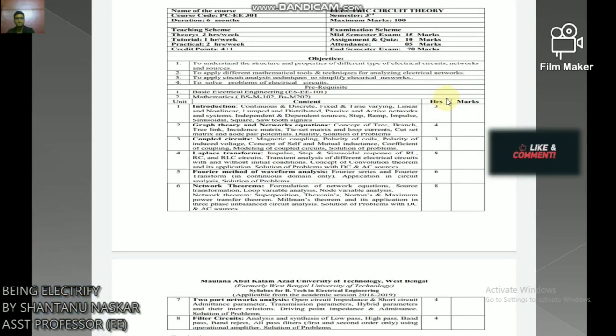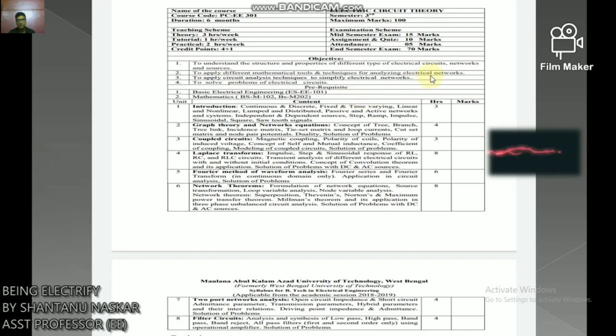So this is your syllabus of Electric Circuit Theory for BTech third semester Electrical Engineering. The name of the course is Electric Circuit Theories, course code PCEE 301, semester third, and this is the teaching scheme: 3 hours per week lecture, tutorial is 1 hour per week, and practical is 2 hours per week. This is the credit point of your subject, 4+1, and this is the examination scheme.